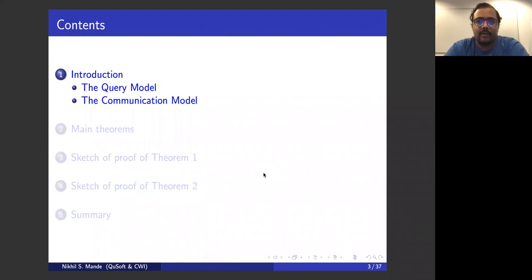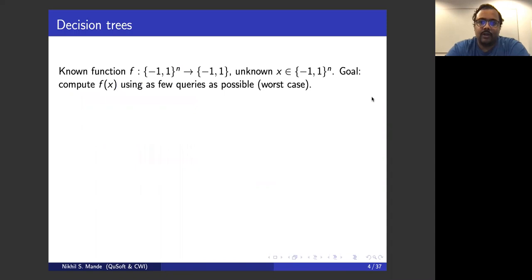Great. So let me talk about the models of interest. The first model is the query model, and in the classical world, this is equivalent to the decision tree model. So here you're given a known function f on n input bits. Throughout this talk, I'll be referring to bits as -1, 1 valued. So think of -1 as logical true and 1 as logical false, if you may. It's just slightly more convenient than dealing with the 0, 1 world for this talk.